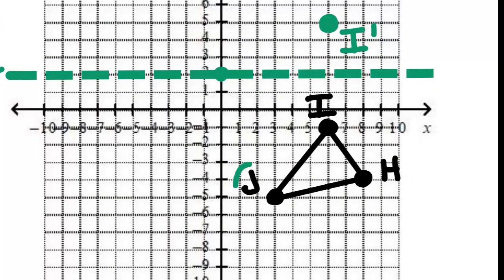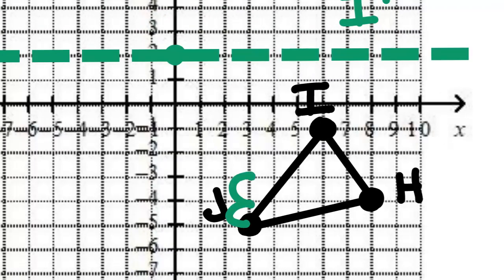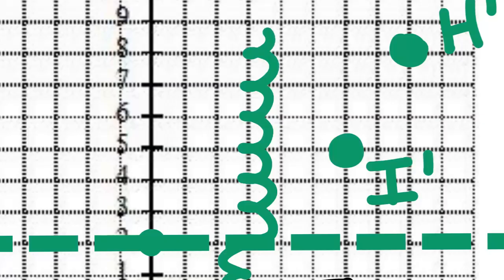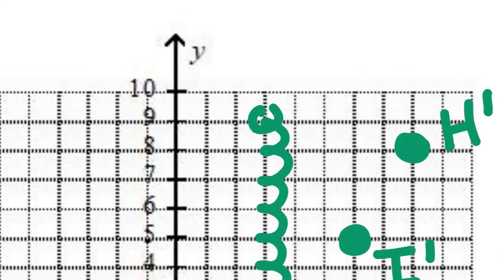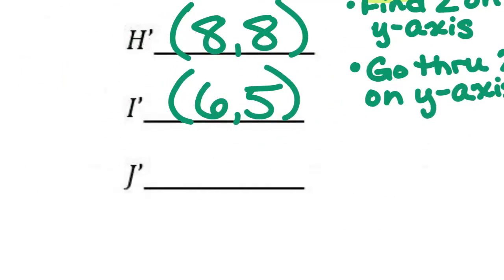And then we have point J. How far away is point J from that line? 7. 1, 2, 3, 4, 5, 6, 7. So on the other side, 1, 2, 3, 4, 5, 6, 7. Right here is my point J prime, which puts it at what ordered pair? 3, 9.